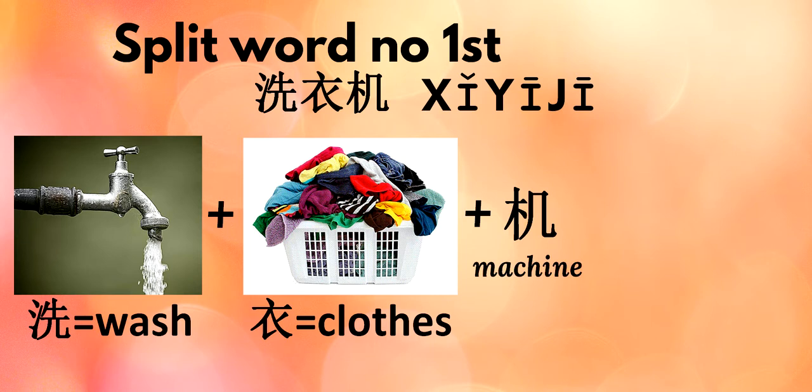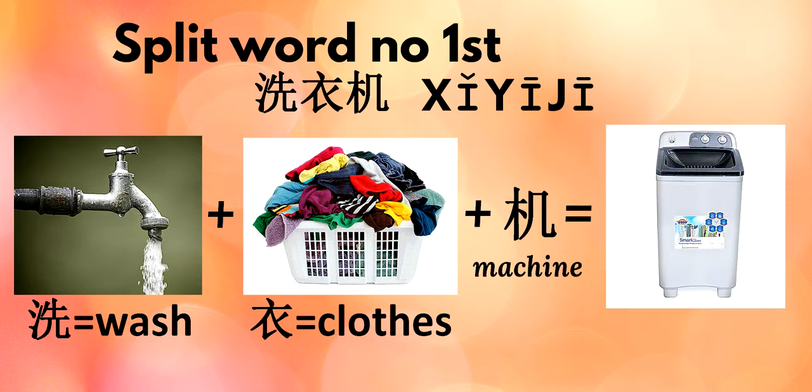You can guess what the final word could be. Yes, you guessed it right. It is a washing machine, in which we wash clothes. So xǐ yī jī means washing machine: wash clothes machine. Isn't it easy? Let's try another word.